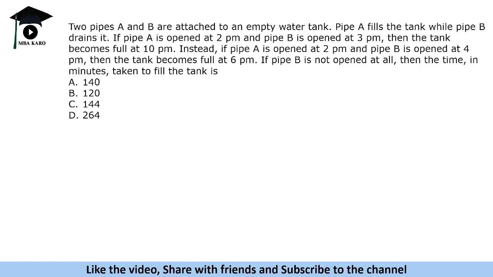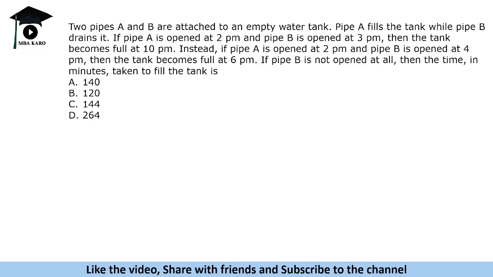Next question. Two pipes A and B are attached to an empty water tank. Pipe A fills the tank while pipe B drains it. If pipe A is opened at 2 p.m. and pipe B is opened at 3 p.m., then the tank becomes full at 10 p.m. Instead, if pipe A is opened at 2 p.m. and pipe B is opened at 4 p.m., the tank becomes full at 6 p.m. If pipe B is not opened at all, the time in minutes taken to fill the tank is?